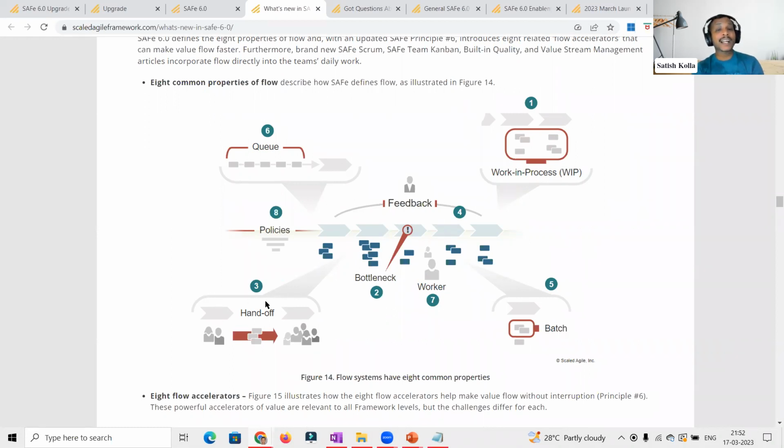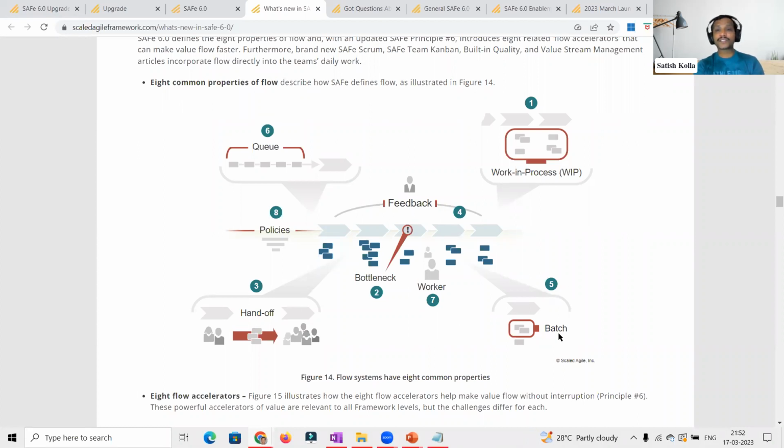The third thing is the handoff. It is predominantly discussed in each and every session, not only SAFe, even Scrum or any regular implementation as well. The handoff could be one of the reasons why the flow might be slowed down. So we need to identify and highlight it, and try to improvise it. Then the feedback. How soon you are getting the feedback and how quickly we are improvising or implementing it, taking it into consideration. That is the fourth property of flow.